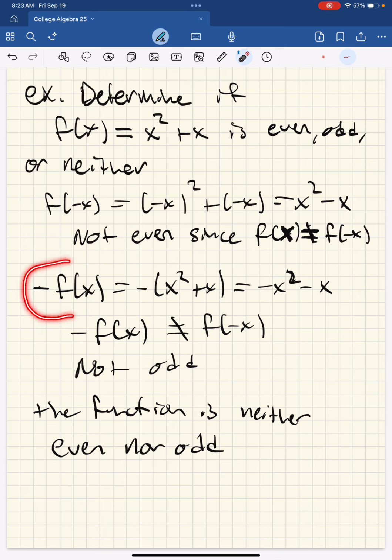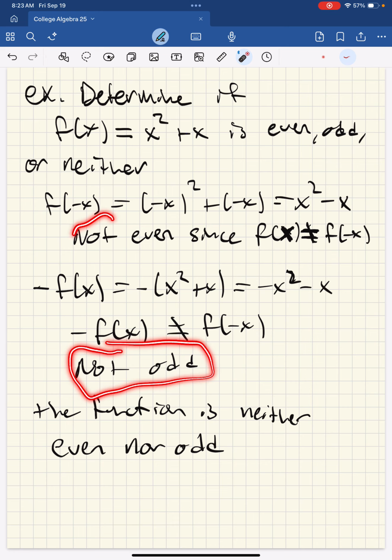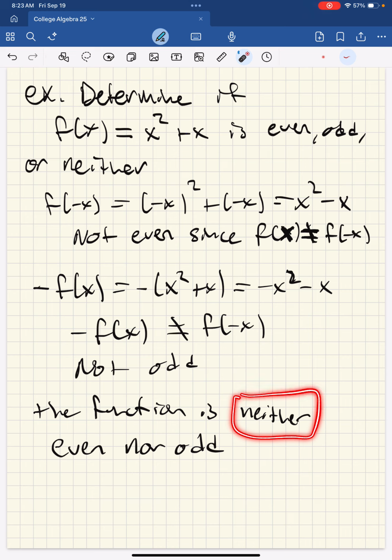So the next step is to calculate negative f of x. So make sure you distribute the negative through. And for this function, negative f of x is negative x squared minus x. And then you check the definition of odd. Is negative f of x equal to f of negative x? Well, that is not a true statement. So the function is not odd. And so once you've said the function is not even and it's not odd, by default, your conclusion is that it's neither even nor odd, and you are done with the problem. So every single one of these has the same steps. Check even, check odd, make your conclusion accordingly.